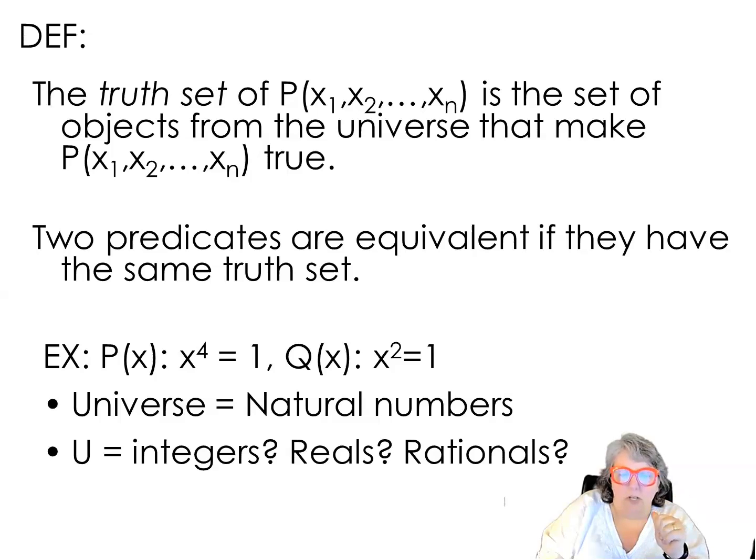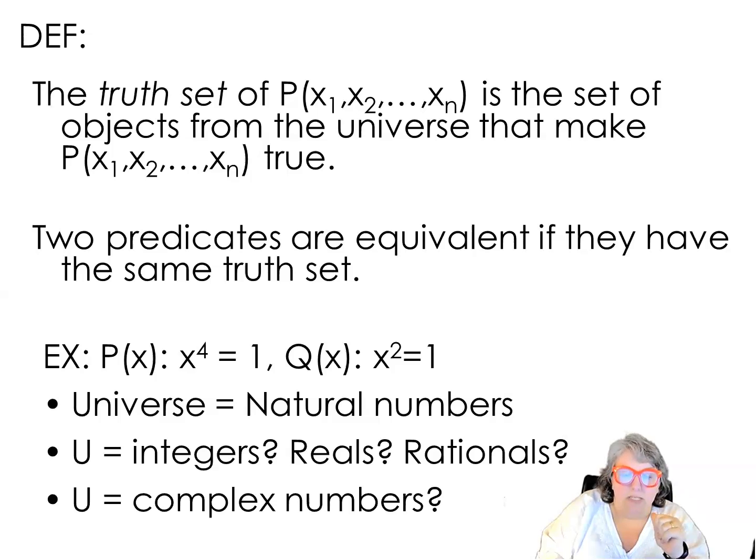That doesn't change. Now, what gets interesting, though, is if we have complex numbers. If you've got complex numbers, then the truth set for P, you're also going to get i and negative i. So it's bigger. So whether it's true or not depends on your universe.